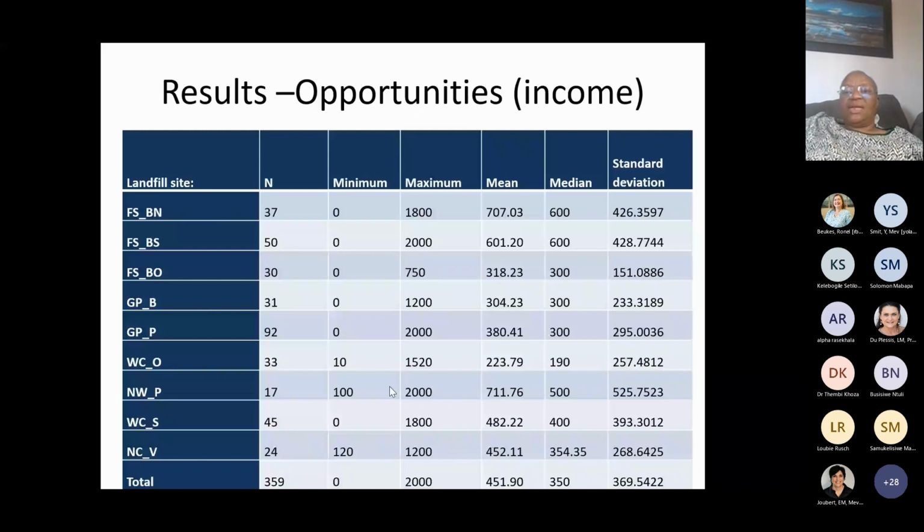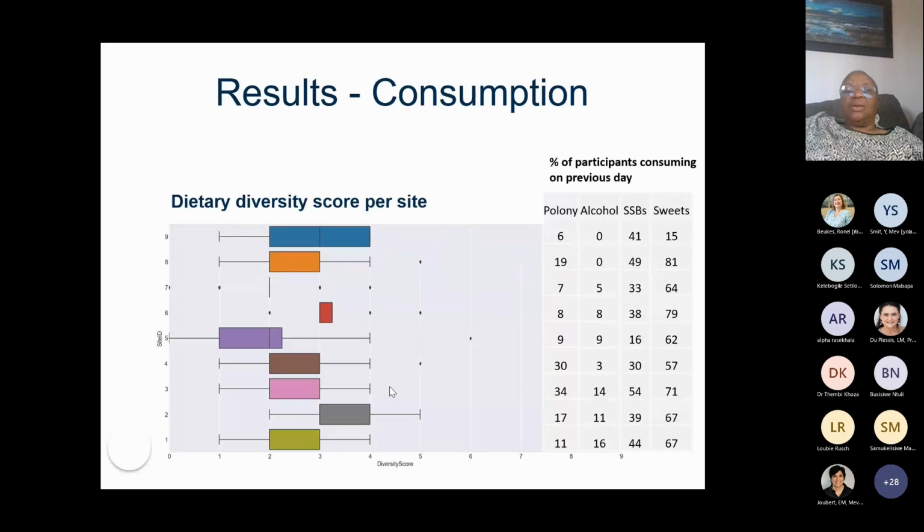The next slide is about dietary diversity. They also found that it was low, and that some of the foods that they were actually eating, polony was the most, and the SSBs and some sweets. And next slide.